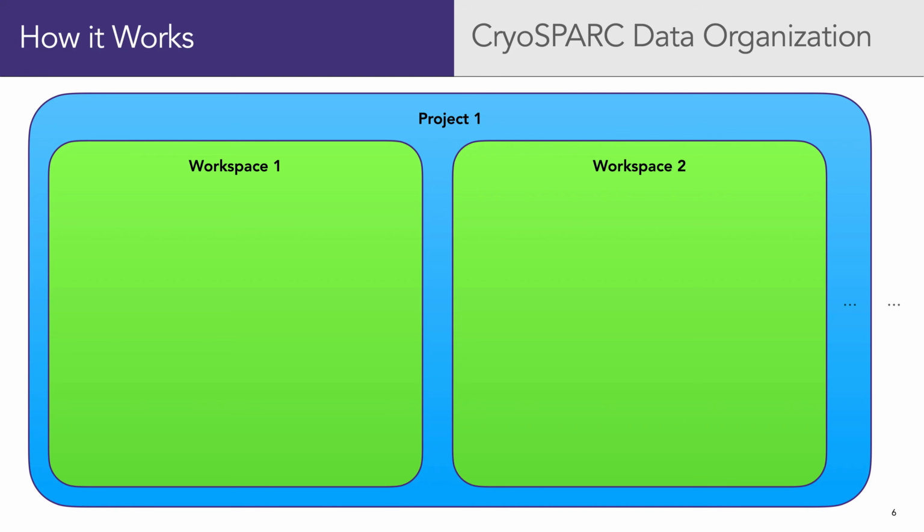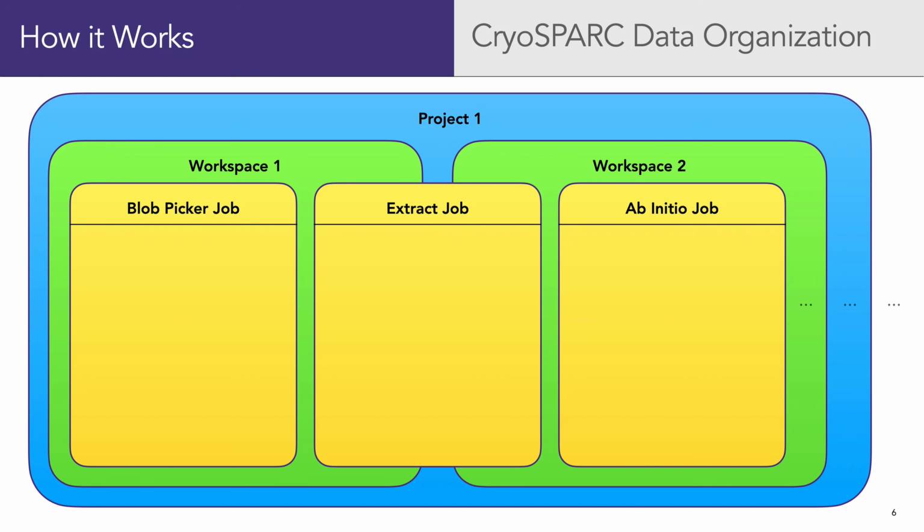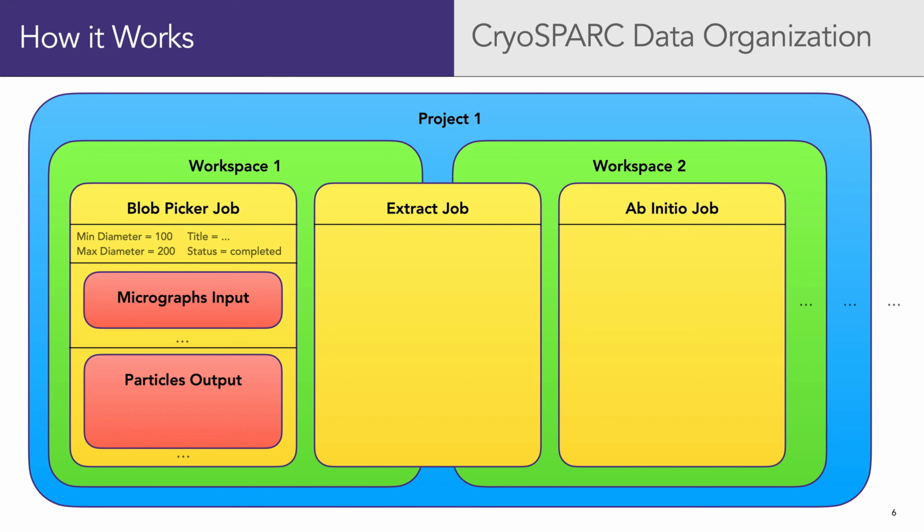In here, you'll find one or more workspaces. Each workspace has one or more jobs in it. A job may be linked within multiple workspaces. And jobs are defined with various metadata fields. For example, parameters, a title, its scheduling status, and most importantly, jobs contain inputs and outputs.